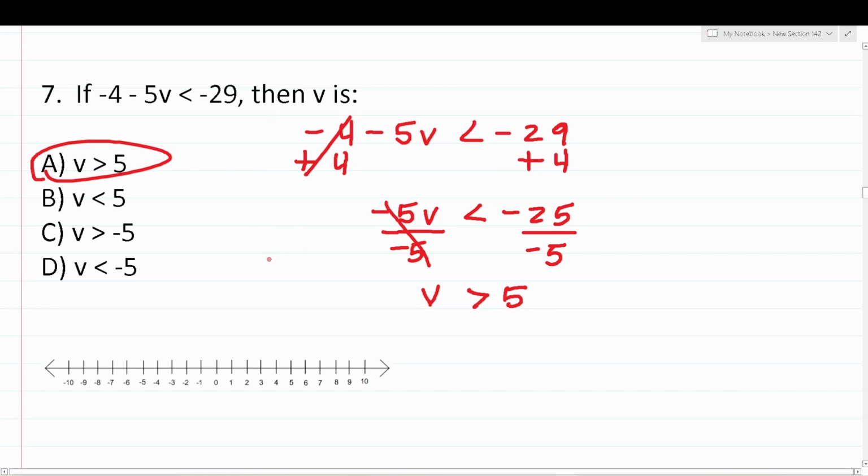Let's go ahead and plot this on our number line. We're going to go to the value 5. And since we have a greater than symbol, we're going to use an open circle. And this says v is all the values that are greater than 5. What values are greater than 5? Well, 6 is greater than 5, 7 is greater than 5, 8 is greater than 5, 9 is greater than 5, 10 is greater than 5. So our arrow goes that way.